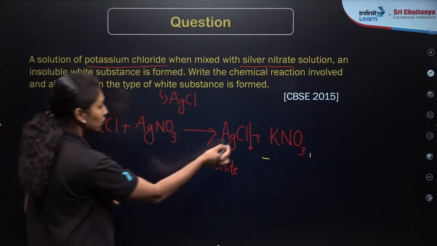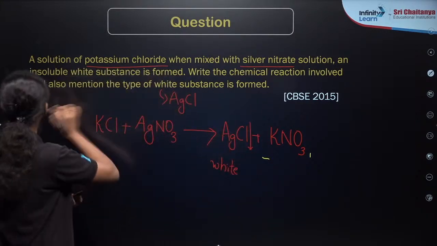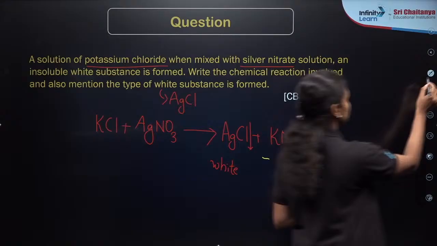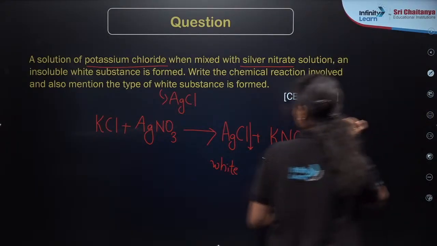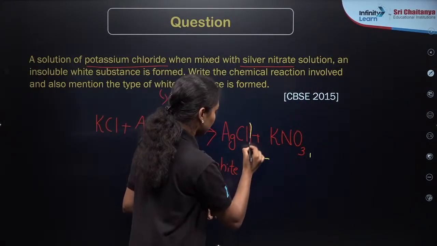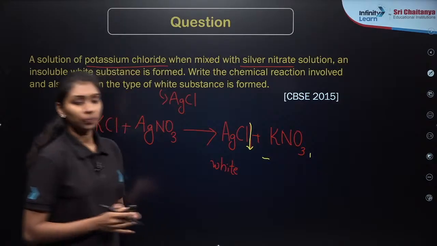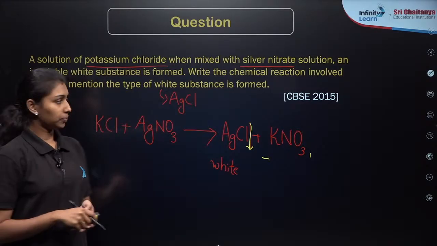Okay, the down arrow symbol is represented for the precipitate, right? AgCl will act as a precipitate over there because it is an insoluble white substance. Okay.